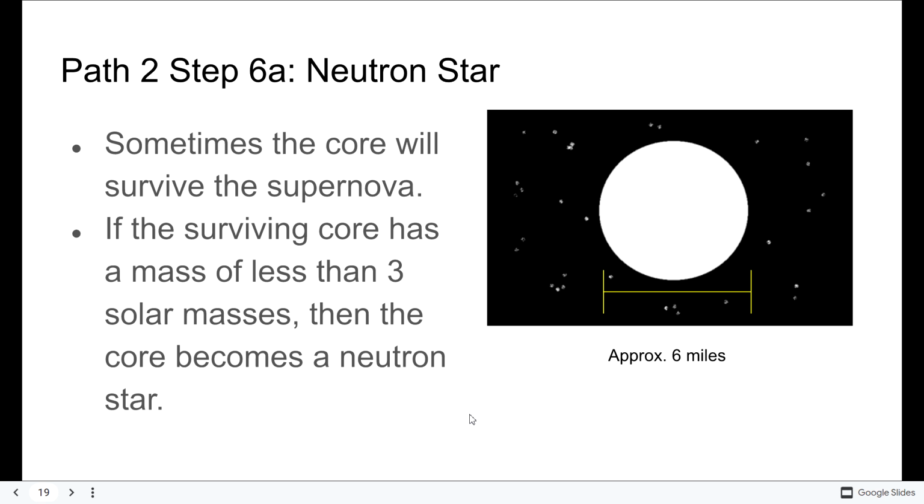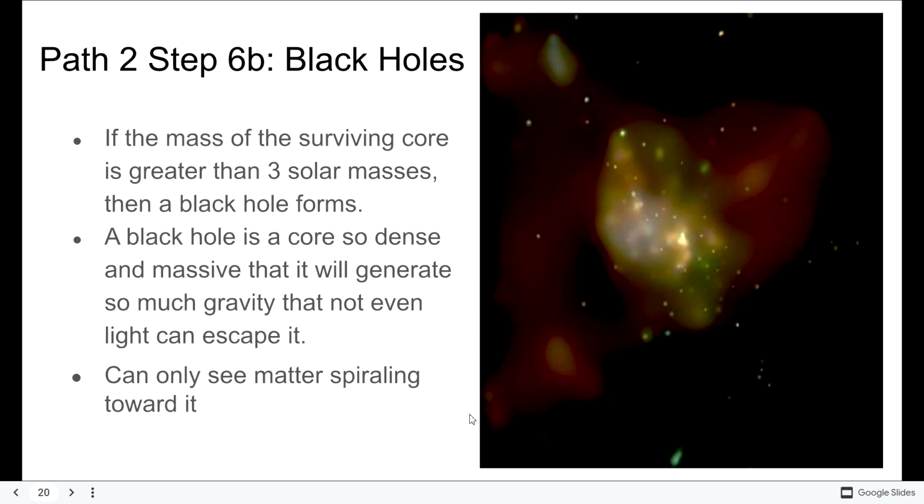So two things can happen if you have core left. The first is it can become a neutron star. It's basically a dead star. You've got the core there, but it's less than 3 solar masses. The solar mass is the mass of our sun. So if it's less than 3 solar masses, it's really, really small, and it becomes a neutron star. It sits there, nothing really happens. It just exists. If it is larger than that, though, it can become a black hole.